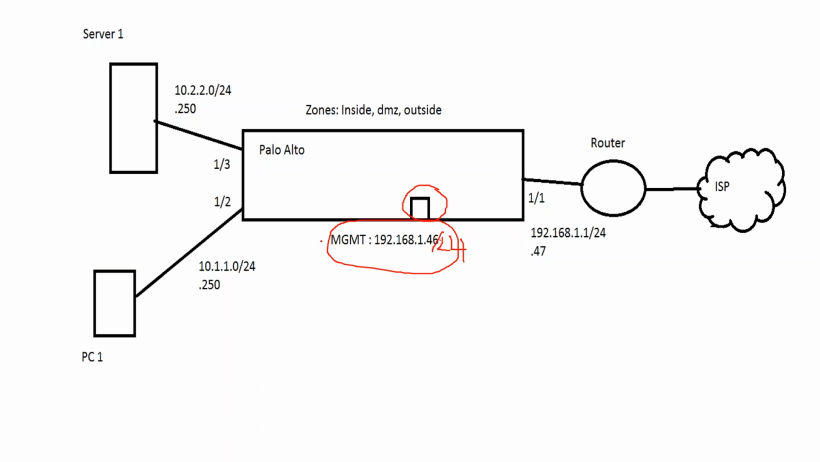So what will the management port do? Using this management port, you will manage your Palo Alto device. We also assigned the default gateway and DNS servers to this management IP. Using the default gateway and DNS server, this IP will communicate directly with the ISP through your router.